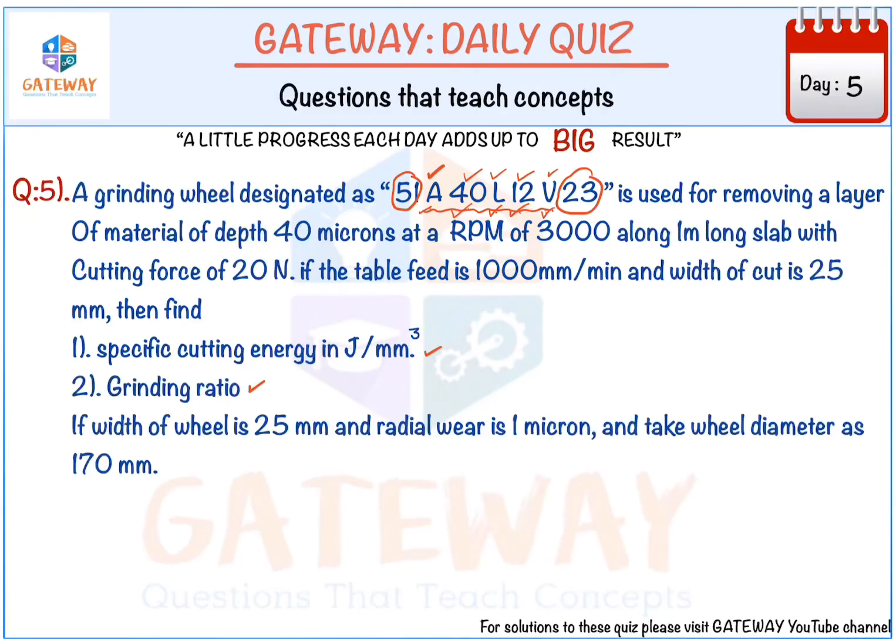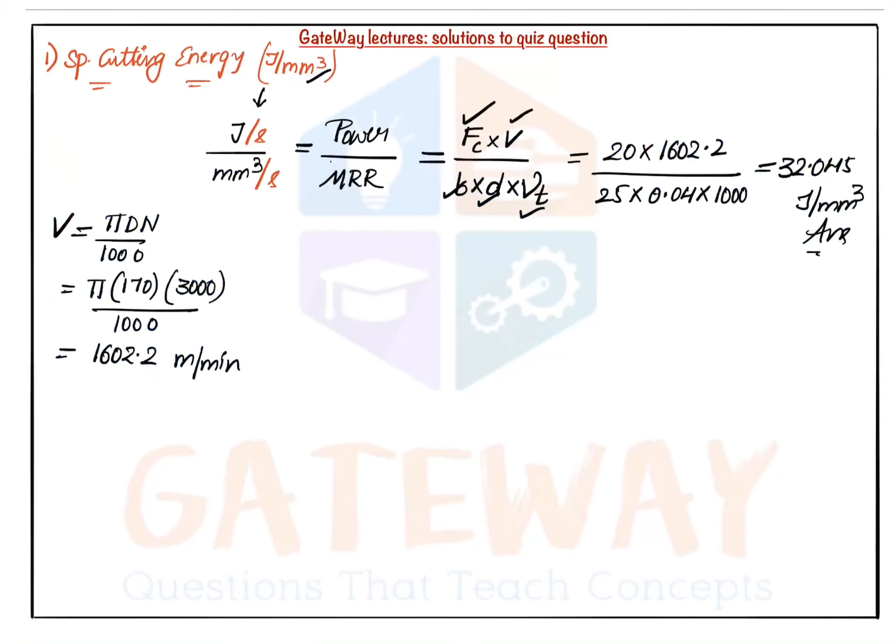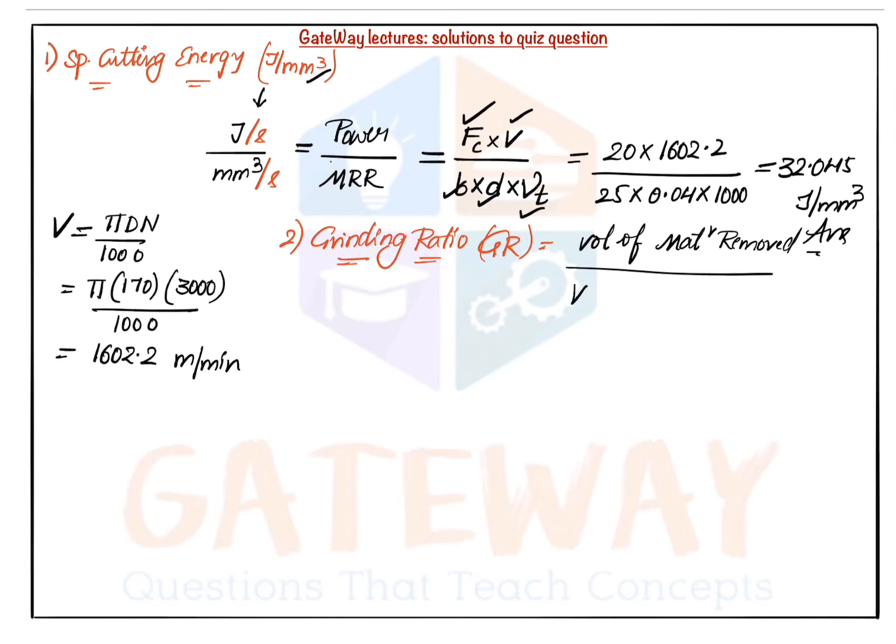And the second thing which was asked in the question is grinding ratio. So what exactly is grinding ratio? Grinding ratio is defined as volume of material removed upon volume of wheel wear, nothing but grinding wheel wear.